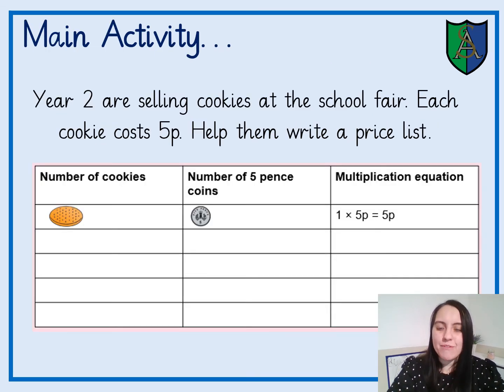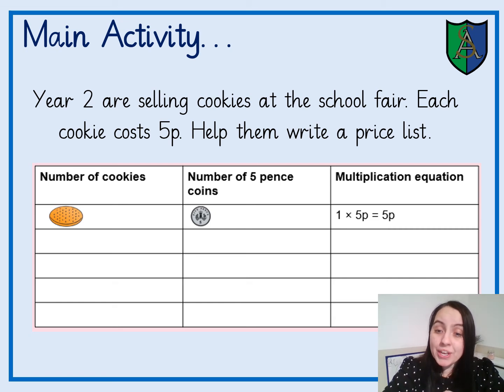Okay, now it's time for your main activity for today. Now remember, I did explain at the beginning of the lesson that we would have a lesson which was kind of similar to when we were working with sweeties and 2p coins, okay? So in today's lesson on your worksheet, you have this table. You've got cookies, you've got 5p, and you've got multiplication equations, okay? So let me read what you're going to be doing today. So year 2 are selling cookies at the school fair. So we're all pretending that we're selling cookies at the school fair.